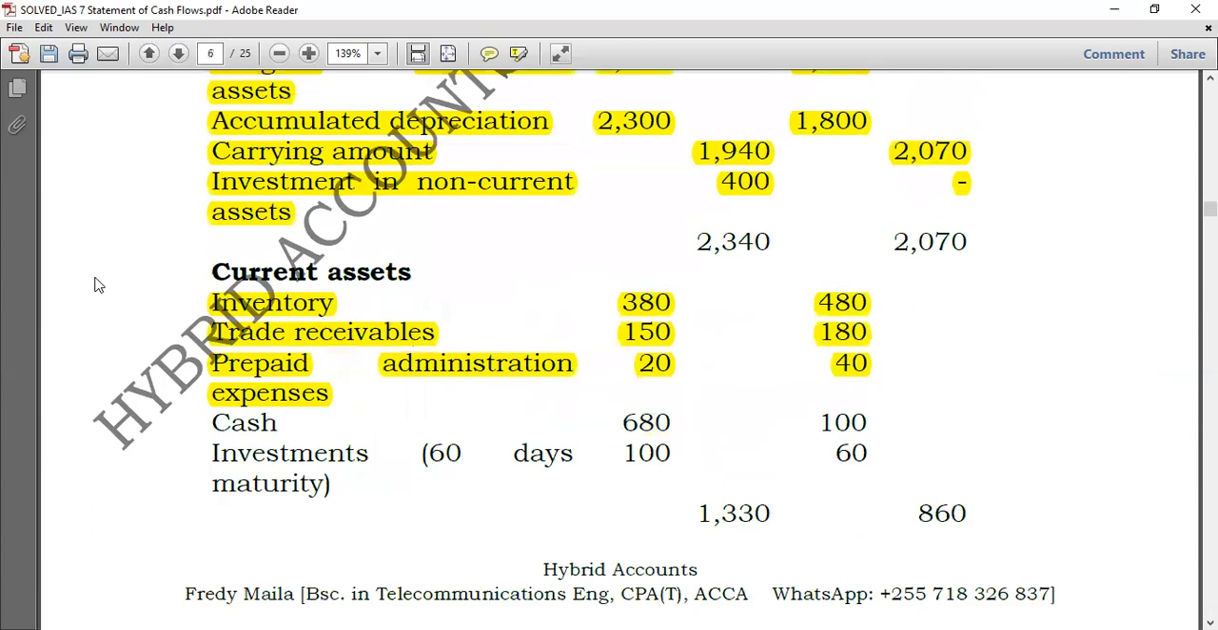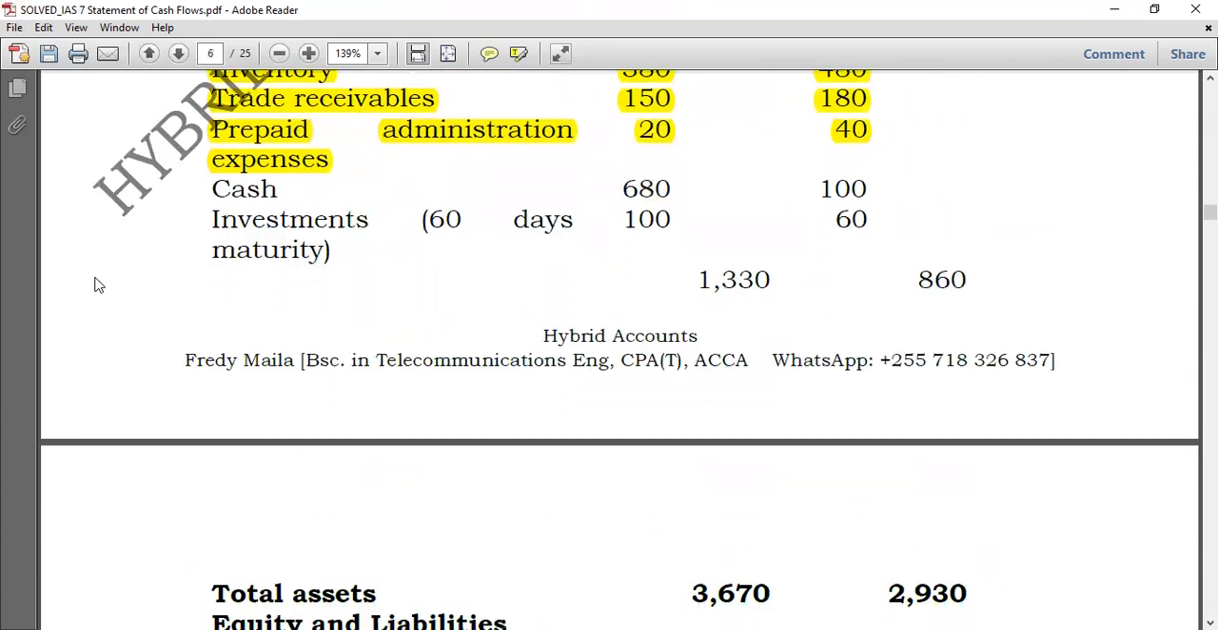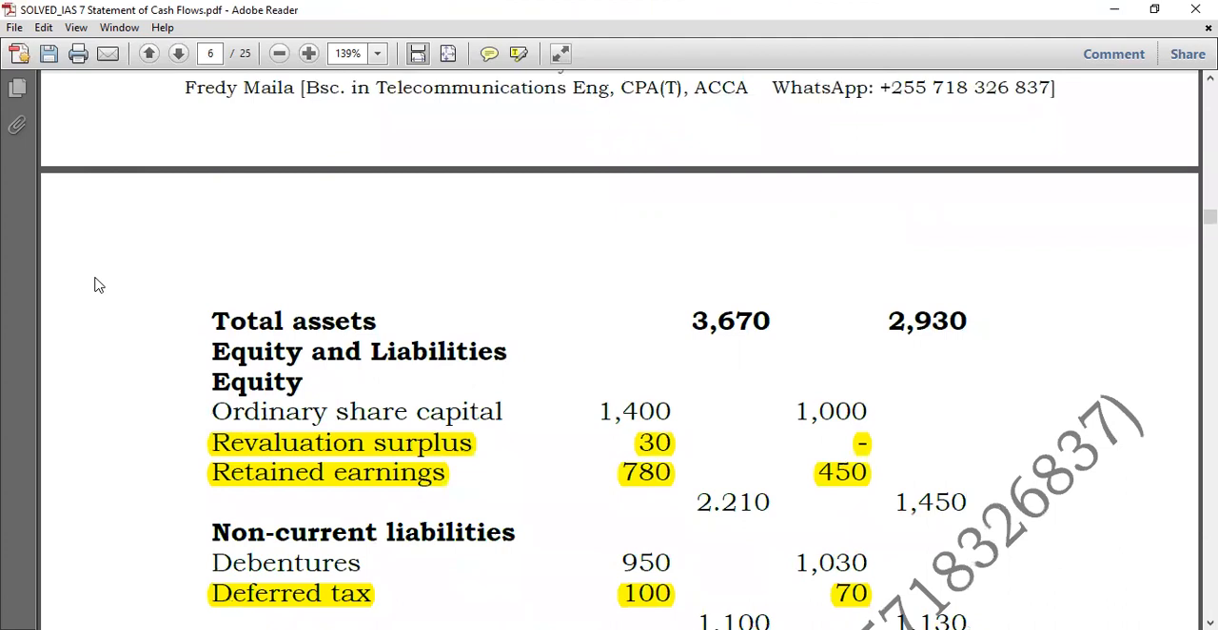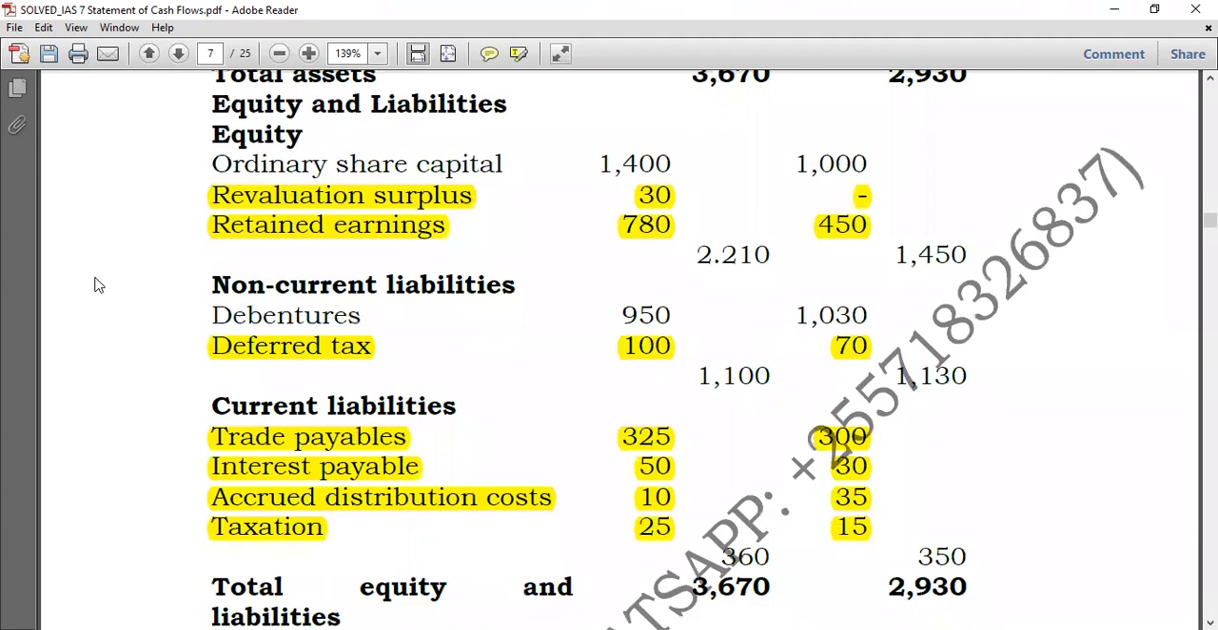So now we are done with non-current assets. We are done with current assets. And then you proceed with equity, non-current liability, and the current liabilities. Now, as for equity, I only remain with the ordinary share capital. I opened with 1,000 and I closed with 1,400. So the difference, I opened with 1,000, but now I have 1,400.